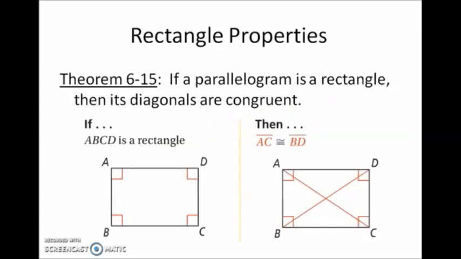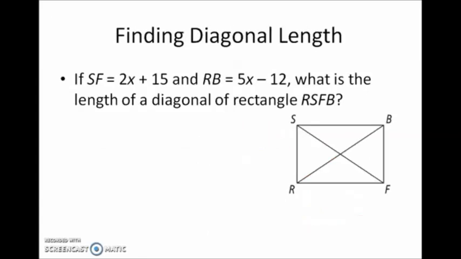All right, let's look at some rectangle properties. We learned what diagonals in a rhombus do. What do diagonals in a rectangle do? Diagonals in a rectangle are always congruent. So in a rhombus, they're perpendicular and they bisect opposite angles. In a rectangle, they're congruent. And these are things you're going to have to know. You're going to have to memorize.